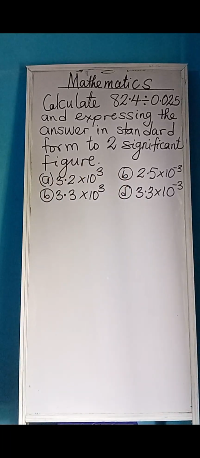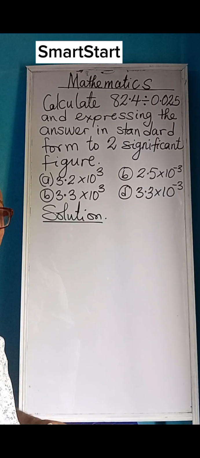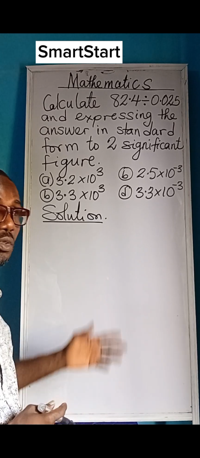Today, we want to look at this simple mathematics. Calculate 82.4 divided by 0.025 and expressing the answer in standard form to two significant figures. So, not expected to use any calculator to solve something like this.